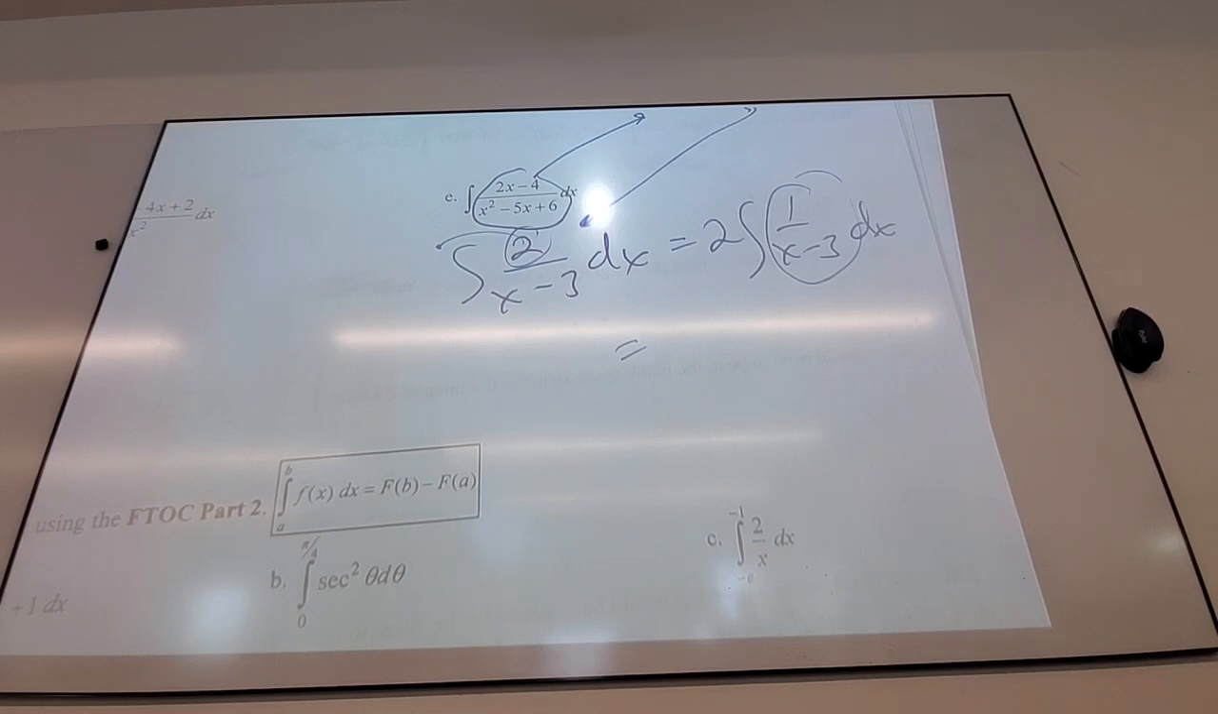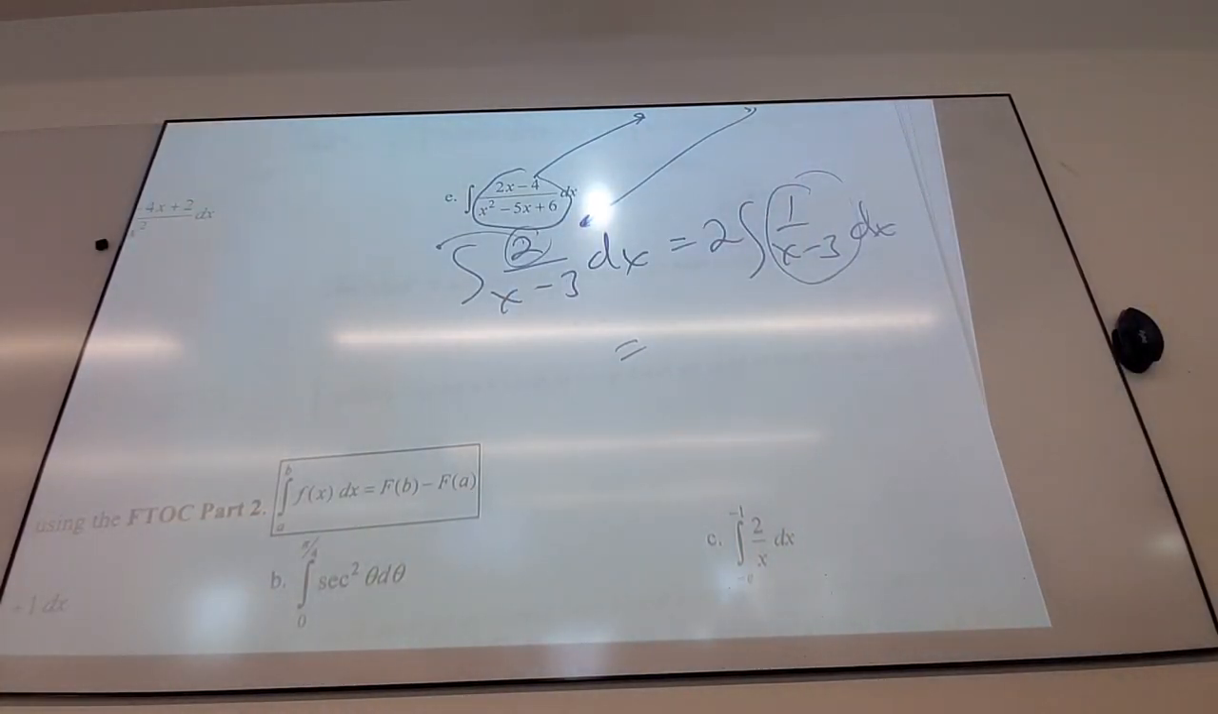So here's the trick. If the inside function is linear with slope 1, it acts as if it was just x. The integral of 1 over x is ln absolute value of x plus c. The integral of 1 over x plus 11 is the natural log of the absolute value of x plus 11 plus c. It acts as if it was just x, because the chain rule doesn't come up. So it's just a direct connection between derivative and antiderivative.